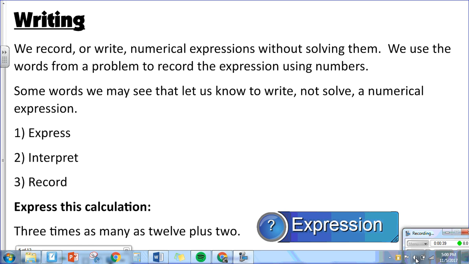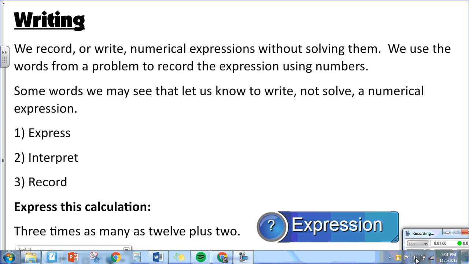So when we record or write numerical expressions, we're not always necessarily solving them. We may be taking numbers written as words and converting them into a numerical expression, which means we would be representing those words using numbers and operations. So we use the words from a problem to record the expression using numbers. That's what I just said. That's very important to remember.